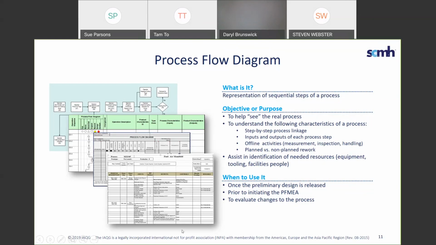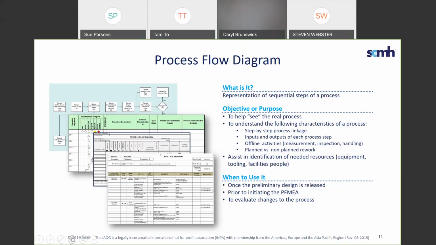An additional key objective is to understand characteristics of the process, including the step-by-step process linkage, the inputs and outputs of each process step, any offline activities, including measurement, inspection and handling, and any planned or non-planned rework. It also assists in the identification of needed resources and the planning thereof. So it's a good resource to help you do that.